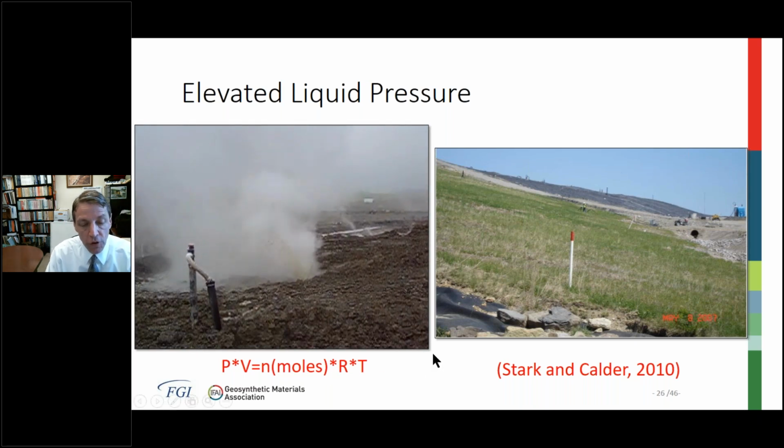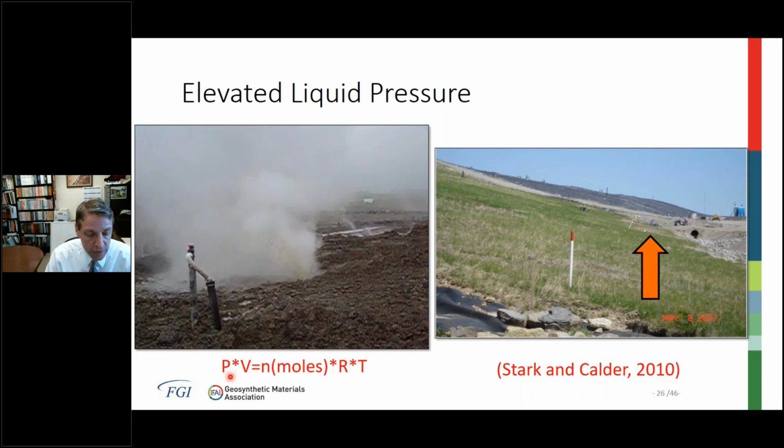So those elevated liquid pressures reduce the effective stress in the slope, and that reduces the factor of safety. The picture on the right, this part of the landfill that's past the green or the grass here where the arrow is, that all moved outside of the limit of the waste because of elevated pressures within the slope.